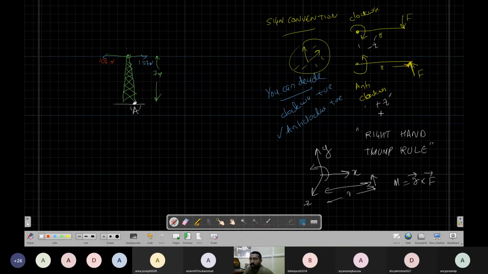Again, sign convention of movement: the direction of movement is given by the thumb. If it is a clockwise movement, the thumb points in that direction. So my thumb is in the plus z direction. If this is x, this is y, then this has to be z. Again, x to y gives me z.